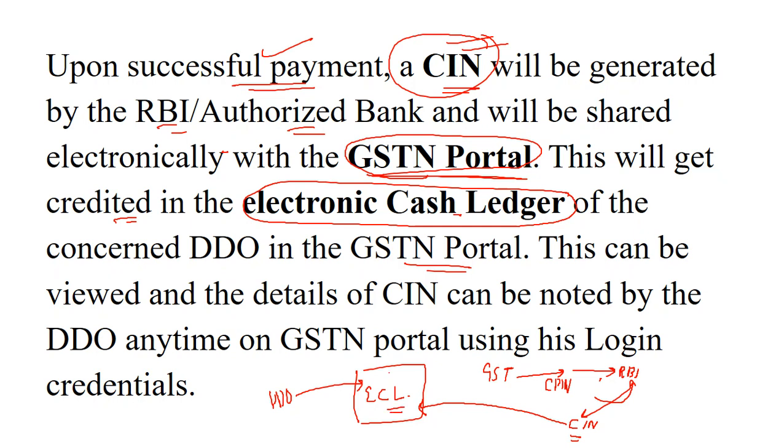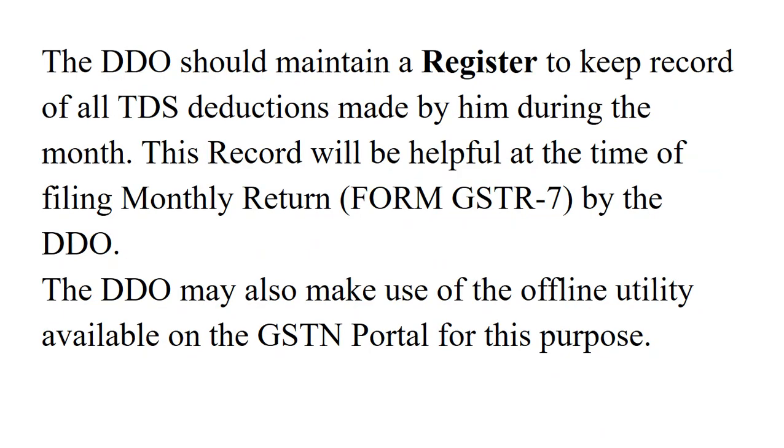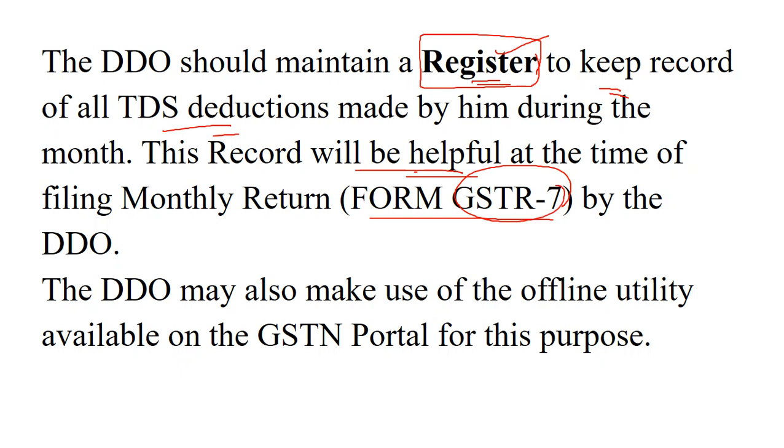So the DDO will understand that the amount he actually deducted from the bills is credited to his electronic cash ledger, and this can be viewed by the DDO, and the details of the challan identification number can be noted by the DDO anytime on the portal using his login credentials. The DDO should maintain a register to keep a record, to keep track of all the TDS deductions made by him, and this will be helpful when he files the return in GSTR 7 form.